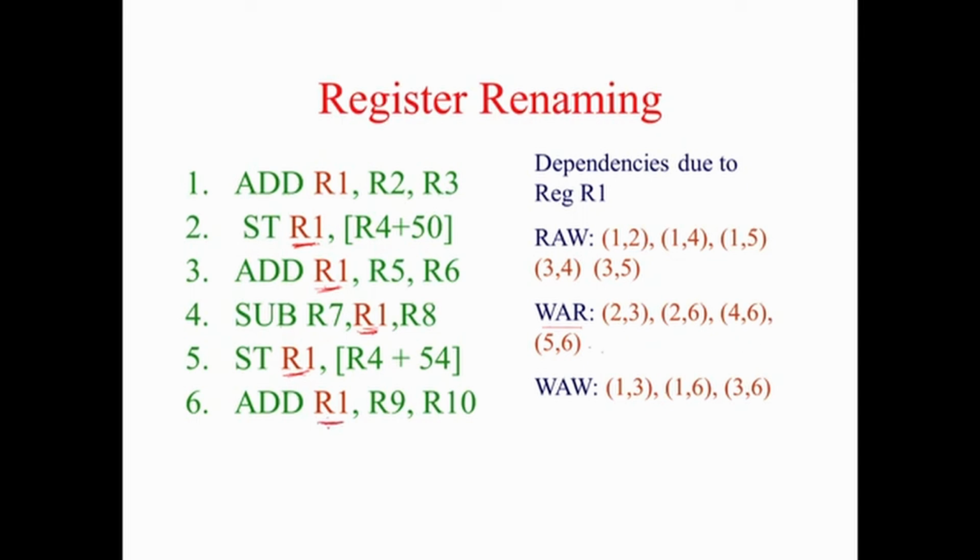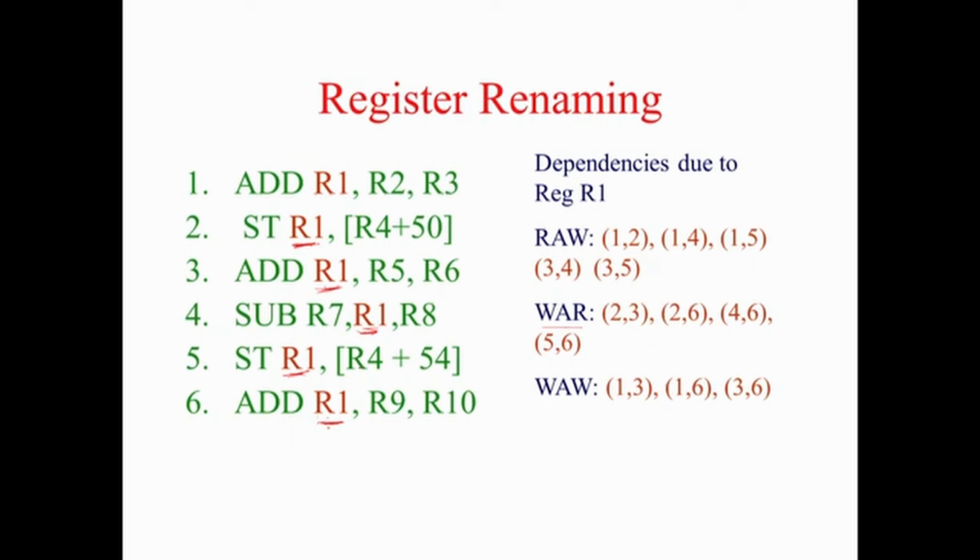So many dependencies we are seeing between these. And write after write, that you see between 1 and 3, this is writing to R1, this is also writing to R1, and 1 and 6 write after write, and 3 and 6.